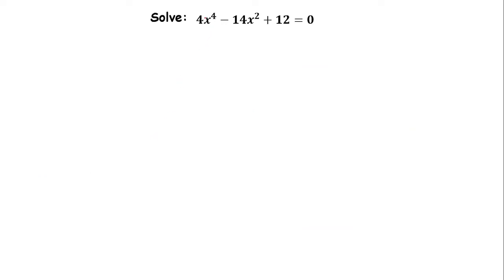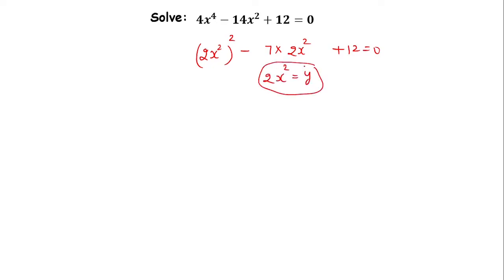What is this method, my dear? This term can be written as (2x²)², and this term can be written as 7 times 2x², plus 12 equal to 0. Now we have to assume 2x² as y. So y² minus 7y plus 12 equal to 0.